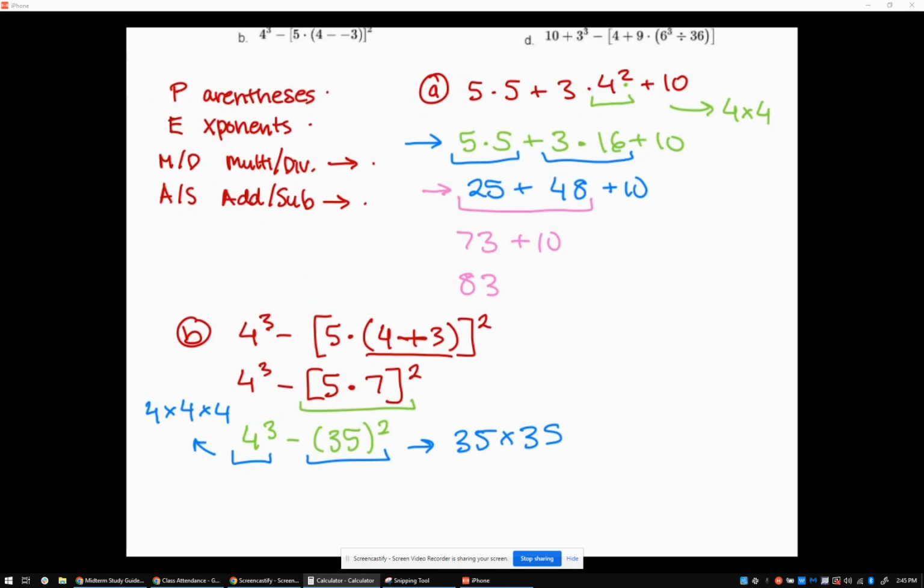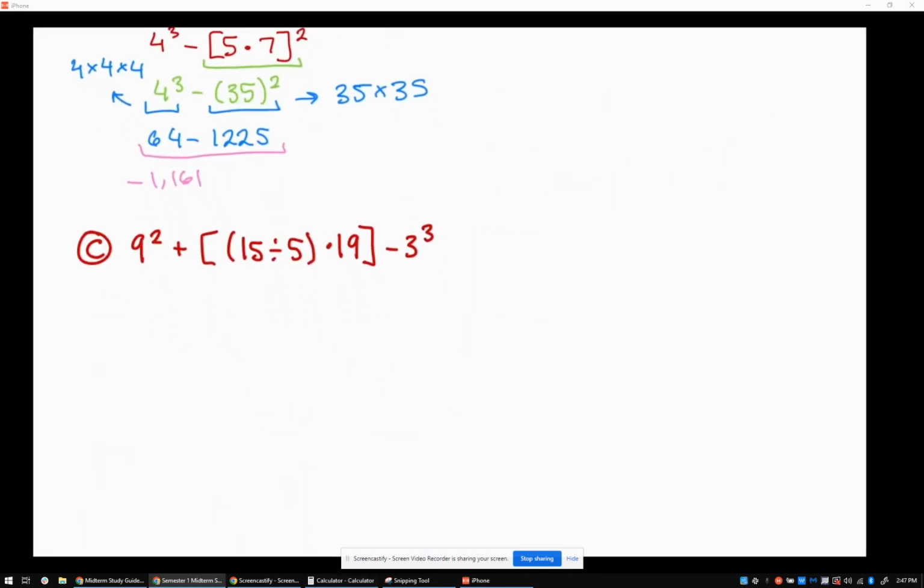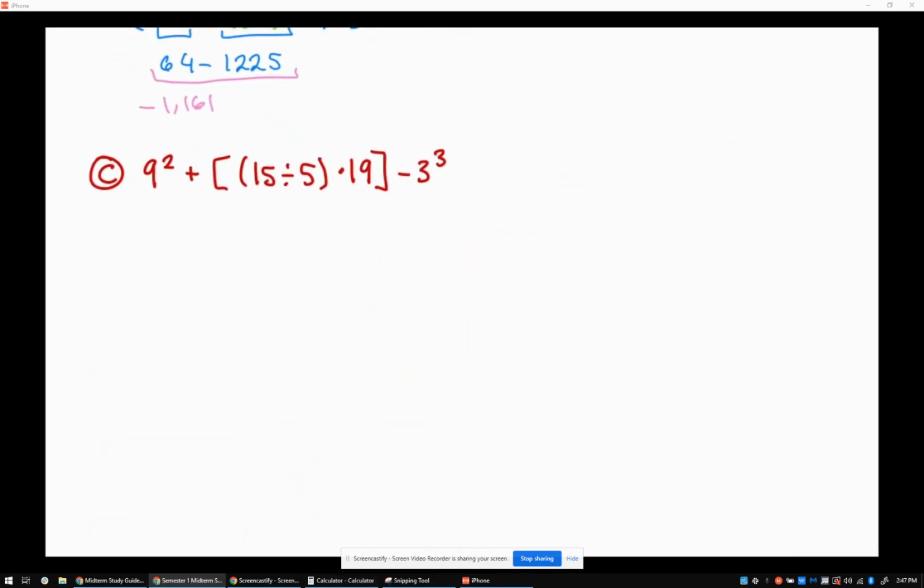Sorry, my calculator is all messed up. 4 times 4 times 4 is 64. Minus 35 squared, which is 35 times 35, 1,225. Then we can just do 64 minus 1,225, and we get negative 1,161.